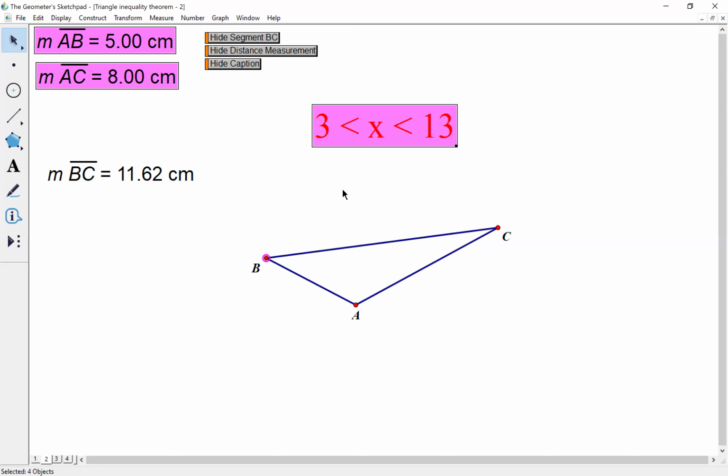I know some of you guys saw it right away. When you subtract the values, 8 minus 5, you get 3. When you add the values, 8 plus 5, you get 13. So that's how we're going to do it when we do our homework. We're going to subtract the values to come up with the smaller value, and add the values to come up with the big side.